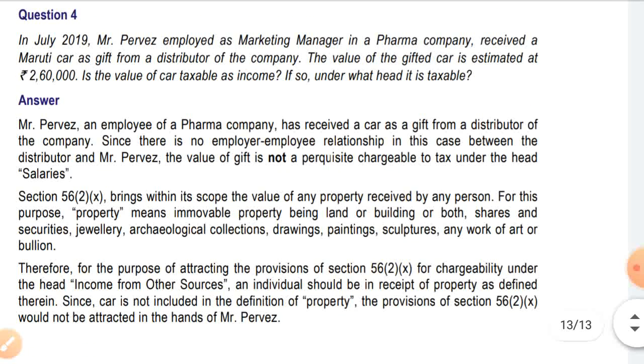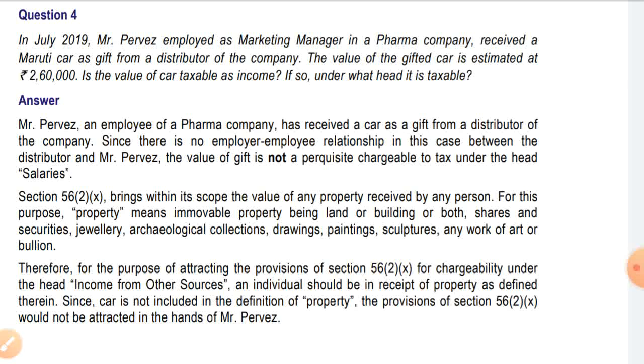Let's see the answer. Mr. Parvesh, an employee of a pharma company, has received a car as a gift from a distributor of the company. Since there is no employer-employee relationship in this case between the distributor and Mr. Parvesh, the value of the gift is not a perquisite chargeable to tax under the head salaries. Section 56(2)(x), that is income from other sources, brings within its scope the value of any property received by any person. For this purpose, property means immovable property, being land or building or both, shares and securities, jewelry, archaeological collection, drawing, painting, sculpture, work of art or bullion.